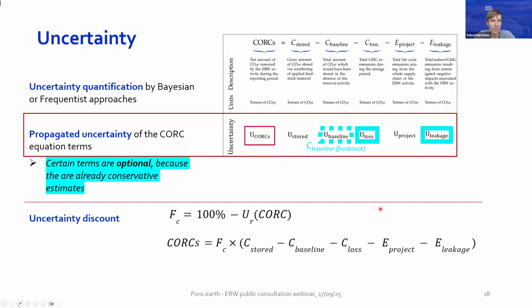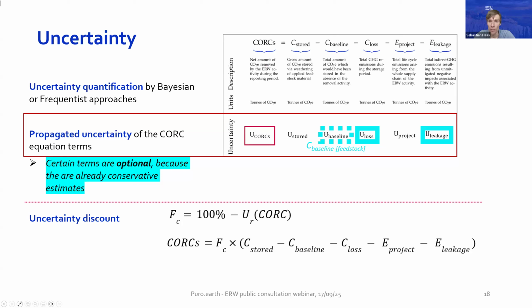And yeah, so this is the uncertainty discount. So then, potentially disregarding these three terms, you would have your CORC uncertainty that would have to be subtracted in this equation from the 100% that you get from the actual CORC equation. So let's say your uncertainty is 10%, you would arrive at 90% as a value for this factor, and then quite straightforwardly this would be multiplied into the CORC equation, and so you would only get 90% of the CORCs that were calculated without the uncertainty consideration.